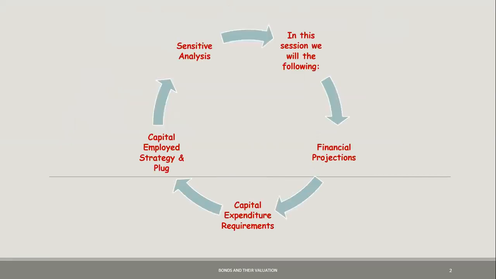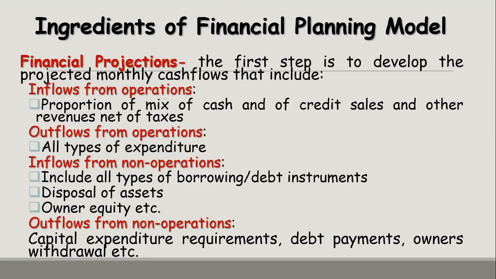In this section, we are going to cover the concept of financial projections, capital expenditure requirement, capital applied strategy, and plug and sensitivity analysis. The ingredients of a financial planning model include, first of all, the financial projections. The first step is to develop the projected monthly cash flows that include, first of all, inflow from the operation.